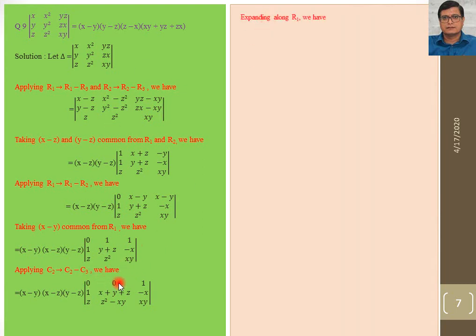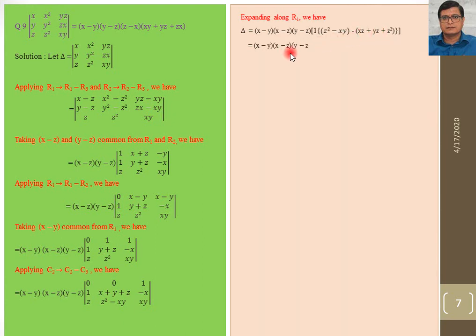So since these two elements are 0 here, we do the expansion along R1, and this element is non-zero, so we hide first row and third column. So after hiding first row and third column, how can we get the value of the determinant? (x minus y)(x minus z)(y minus z). 1 into, because this is non-zero value, 1 into z square minus xy. So this is z square minus xy minus z into this x plus y plus z. So minus, when we multiply z with this x plus y plus z, we have xz, yz plus z square. Then after this we open the bracket.